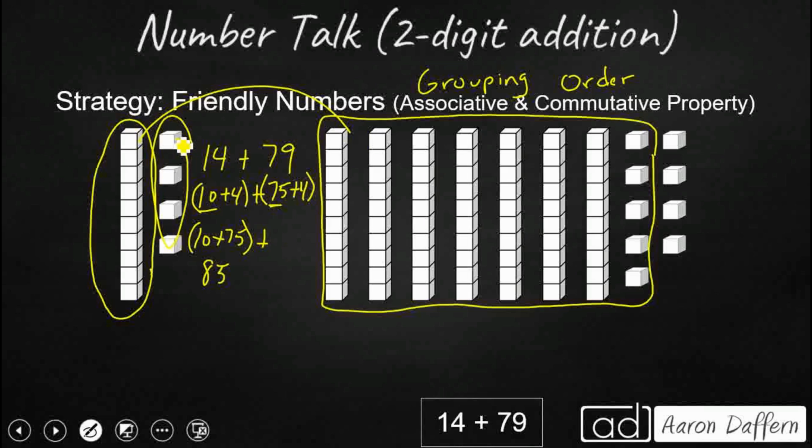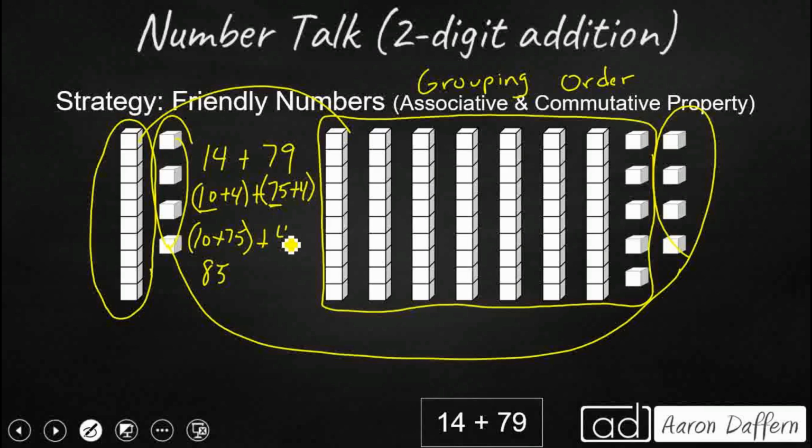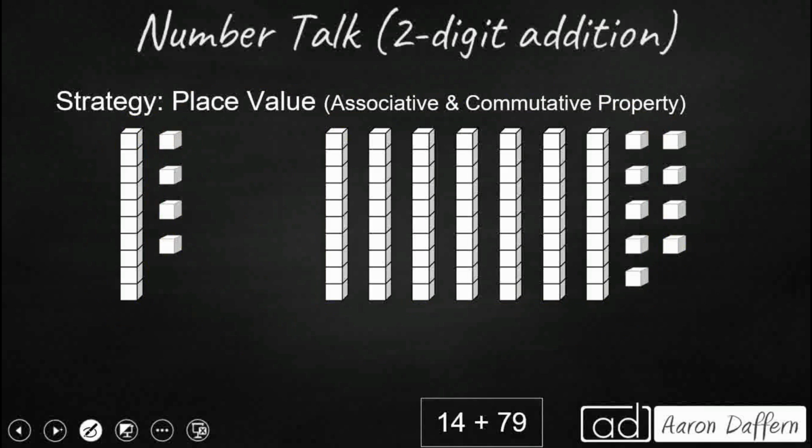And then I've got my 1s left over. I've got my 4 and my 4, and that's just a double. We know that 4 and 4 make 8. So what I have left is 85 plus 8. We still have to regroup a little bit, but it's going to come up with the same answer of 93.